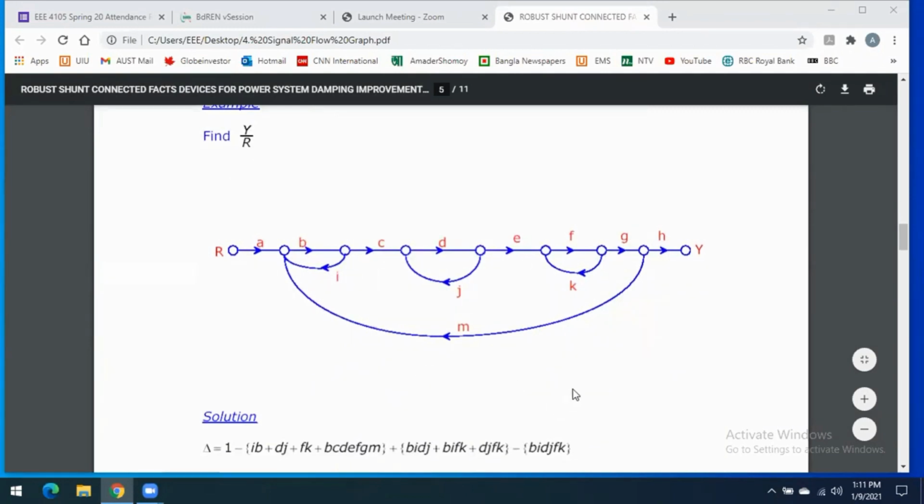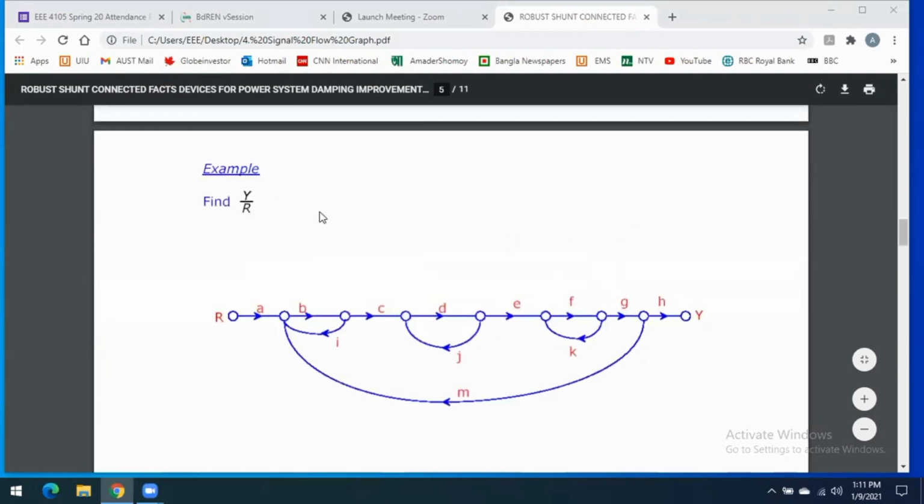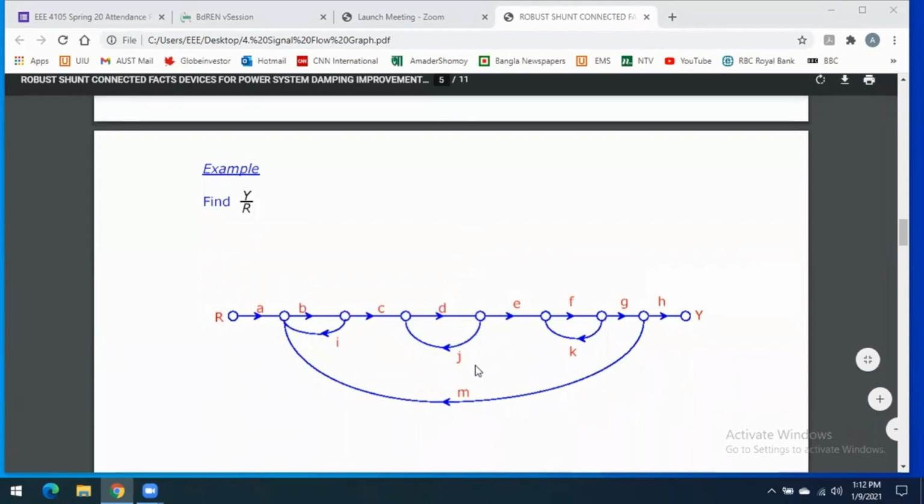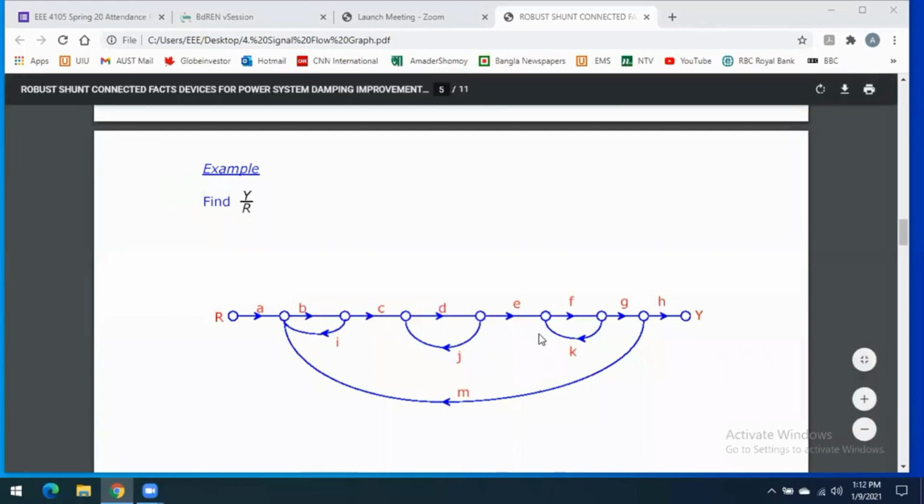Okay, we see here our question is to find y over r. Now, in your examination, this diagram will be given to you. The diagram may be given as block diagrams, and then you will be asked to find y over r. So you can do block diagram reduction, or you have the option of drawing the signal flow graph. I'll show you in my example later. In this case, you have to find y over r.